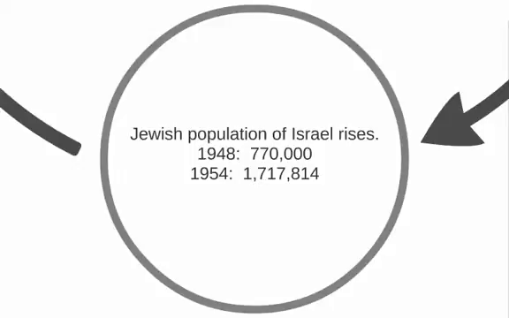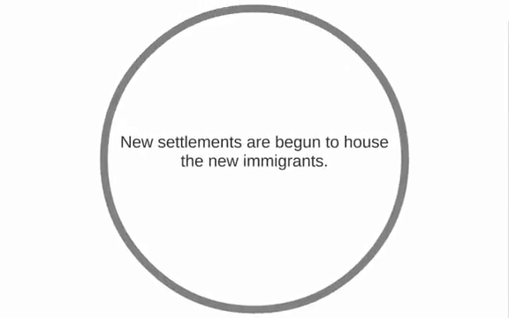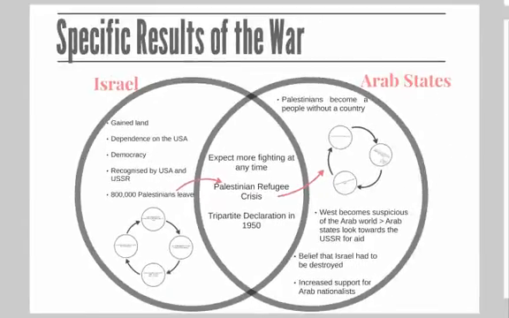And I added the statistics because I think they're quite impressive. In 1948, you have 770,000 Jewish people in Israel. By 1954, you have 1,717,814. So the population increases by about 1 million people in less than 10 years. That is a huge population increase. Because of the population increase, new settlements have to be built to house the new immigrants. And because new settlements are being built in this area, Arabs are getting very angry.